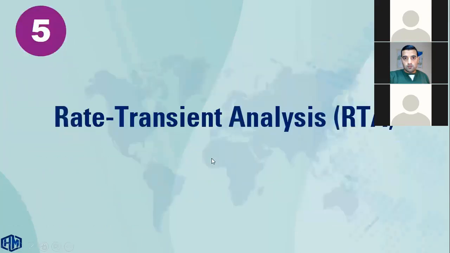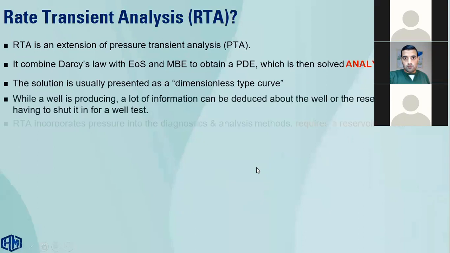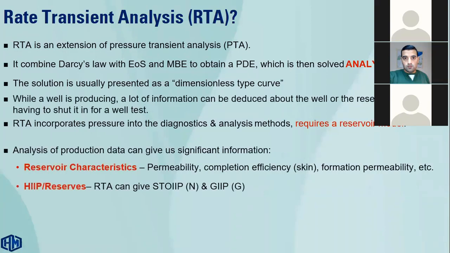The last technique in this webinar is the RTA, or rate transient analysis. It is typically an extension of PTA, or pressure transient analysis, usually like different reservoir engineering tools. This technique combines Darcy's law, the equation of state, and the integral balance equation to present a partial differential equation that will be solved analytically to calculate the reservoir parameters and calculate reserve.